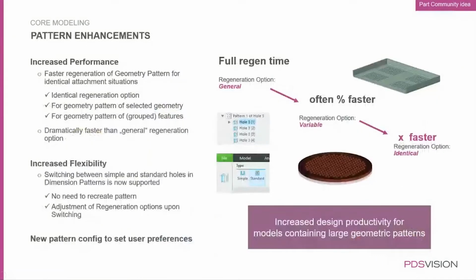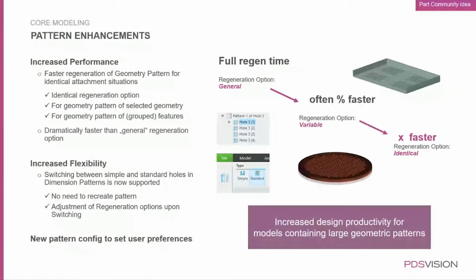Then something completely different. We have a pattern. And when it comes to massive patterns, the default type of pattern is the so-called general. Over the years there have also been variable and identical, and they are still in there. But nowadays we are making them a bit faster than they used to be, and there's also the possibility of switching between the different hold times, so it's not just the simple or the standard ones. You can basically change this even though the feature is patterned after that one.